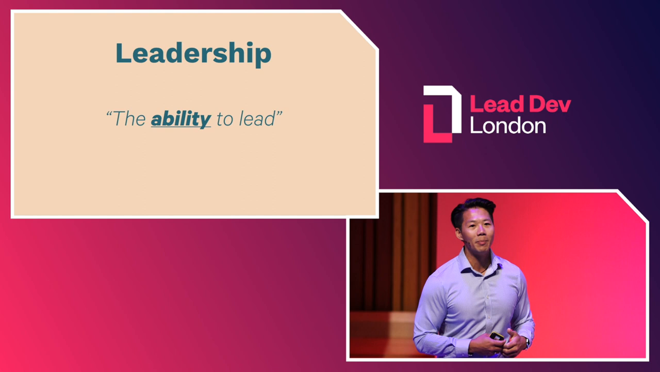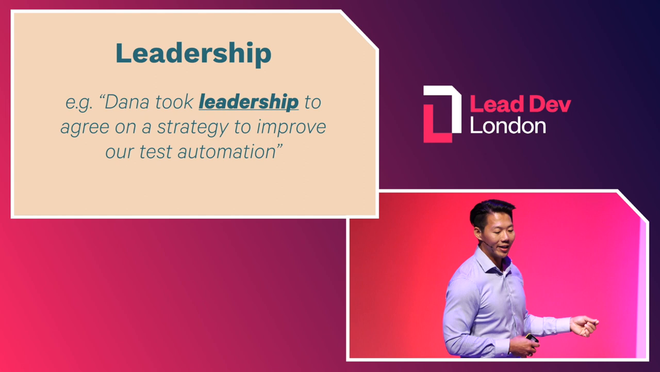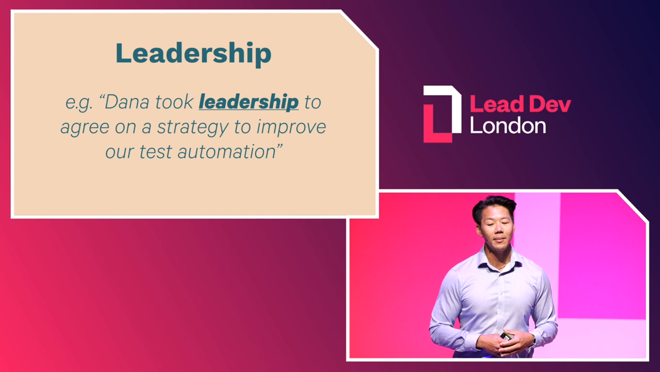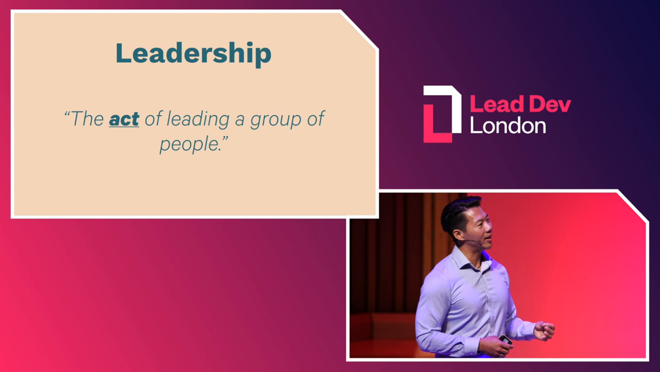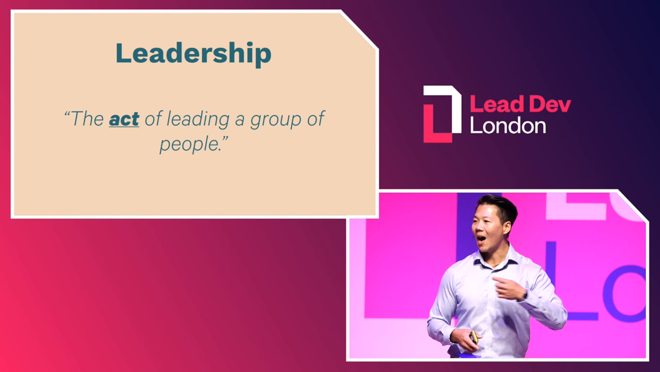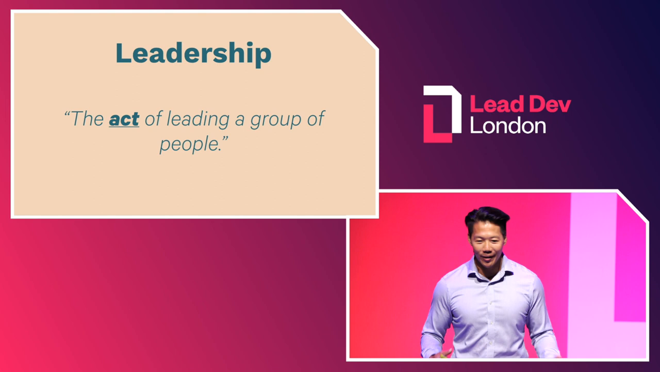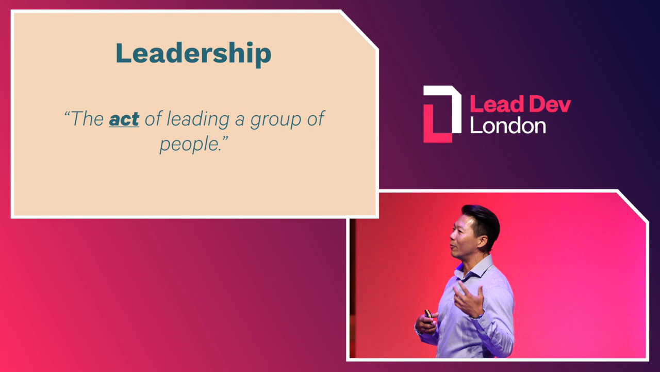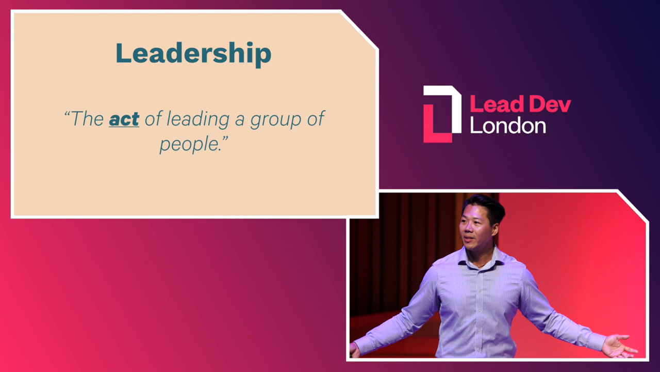What about this example? Dana took leadership to agree on a strategy to improve our test automation. This is a very interesting use of the word leadership. And in this case, it's the act of leading a group of people. Now, I really like this. And this is really interesting because an act is an action, something that you, I, or anyone else in this room can actually do. You don't need a title, you don't need a role, you don't need permission. You don't even need a deep skill in leading or to be recognized as somebody with deep skill in leading. It's broad and inclusive.